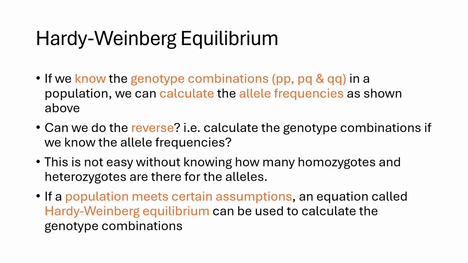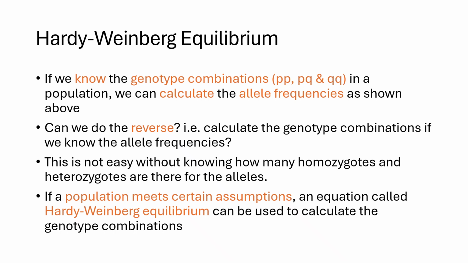Another concept that is important to understand, especially if you're dealing with population genetics or large databases, is Hardy-Weinberg equilibrium. If you're calculating things like polygenic risk scores or dealing with disease frequencies in large populations, then Hardy-Weinberg equilibrium is really important to understand. If we know the genotype combinations, so PP, PQ, and QQ in a population, we can calculate the allele frequencies, right? We can use 2 P's for the homozygotes and add 1 P for the heterozygotes, and then divide by 2 times the entire population.